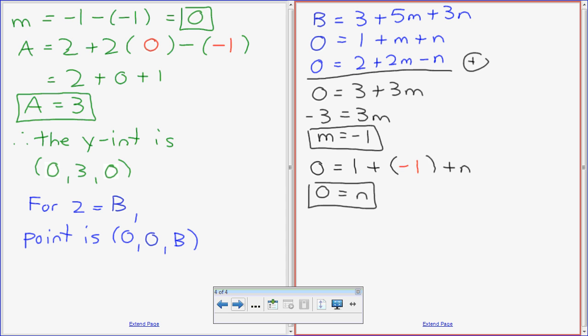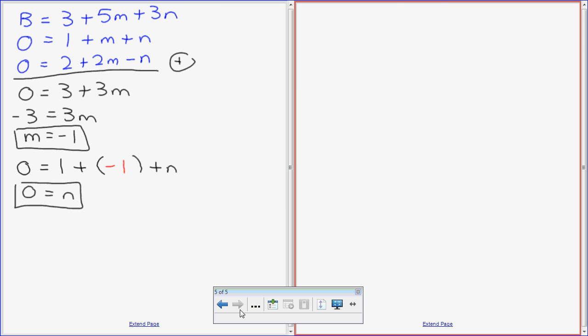I have m equals -1, n equals 0. How do I solve for b, please? Sub back in. Yeah, so back into the first one, right? Because we have b equals all that. So it's going to be b equals 3 plus 5 plus 3. We have n equals 0 and m equals -1. So we're going to say b equals 3 minus 5, b equals -2.